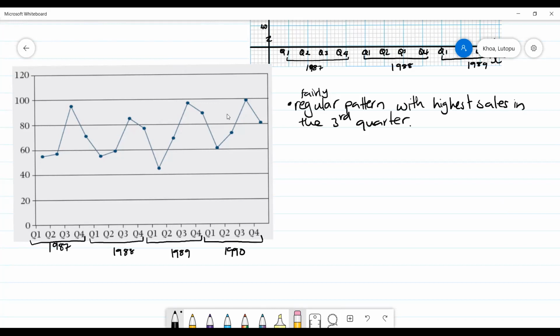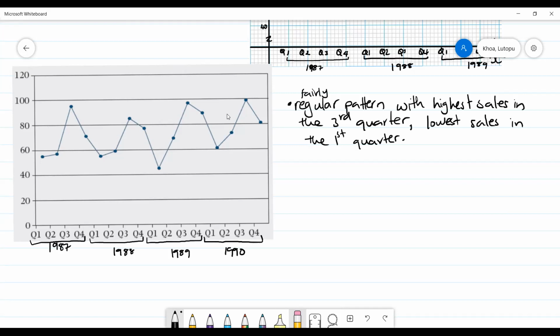Now let's look at our lowest point. The lowest point here is in the first quarter. This is in the first quarter. This one here is also in the first quarter, and that one is in the first quarter. So the lowest sales are in the first quarter. Okay, so that is a pattern that we can clearly see.